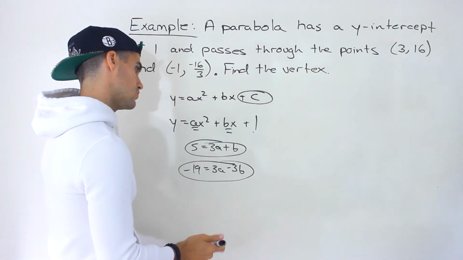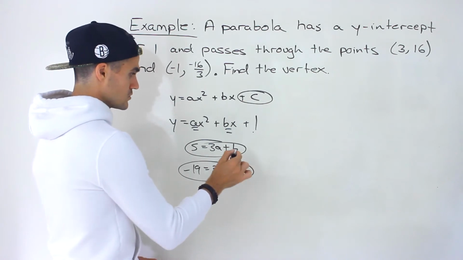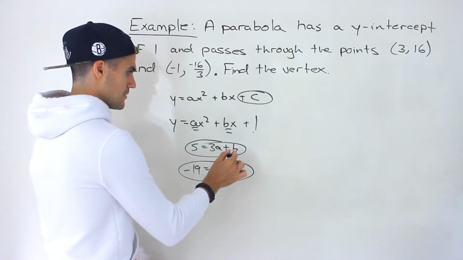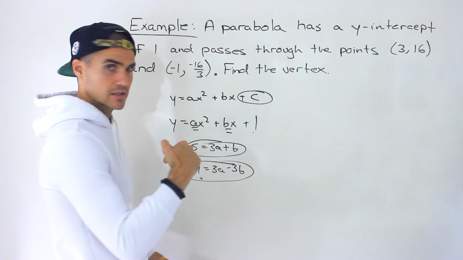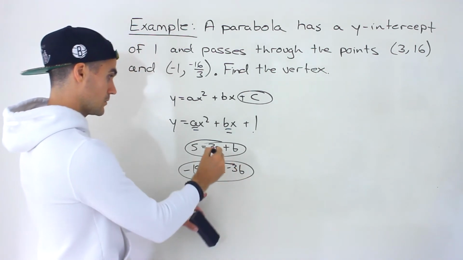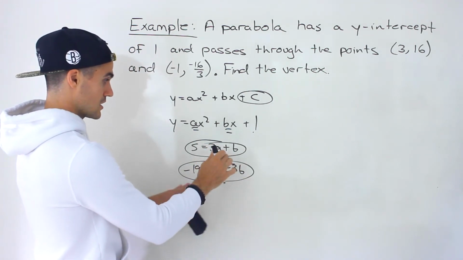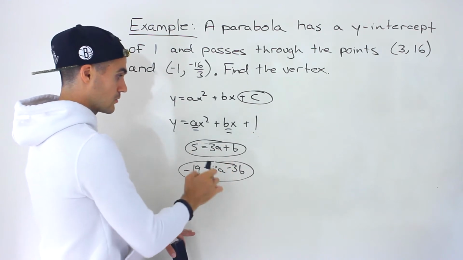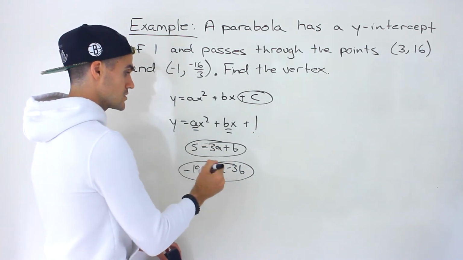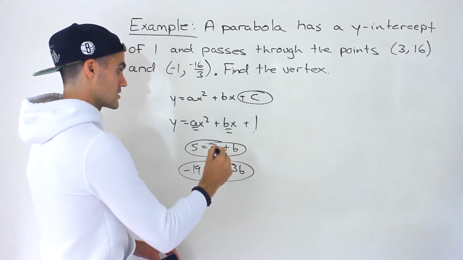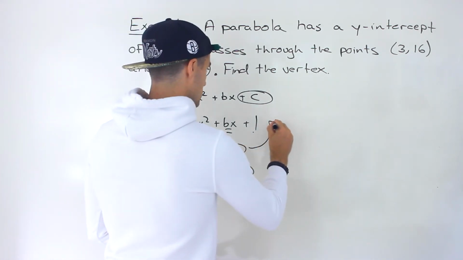I'm going to use substitution just because this b is by itself. Personally, I prefer substitution, but you could also do elimination. Notice that the 3a's are the same, so you could actually subtract both of these, and that would get rid of the 3a terms, and you'd have everything in terms of b. I'm just going to use substitution.